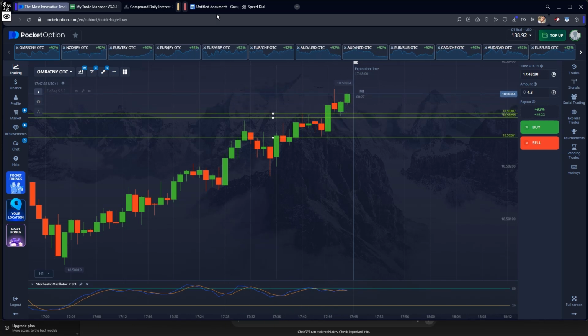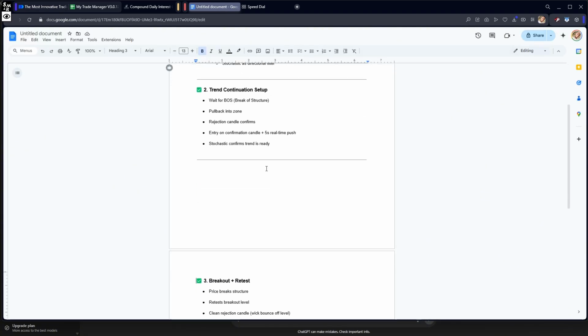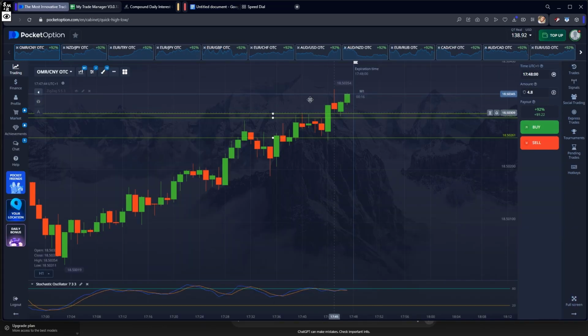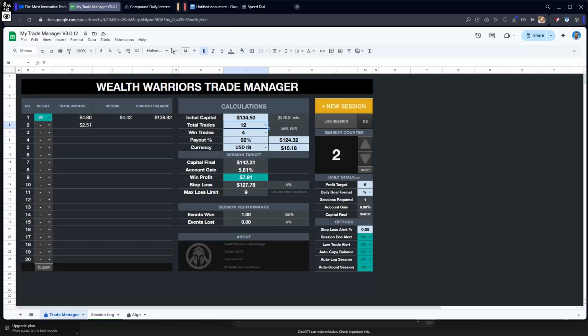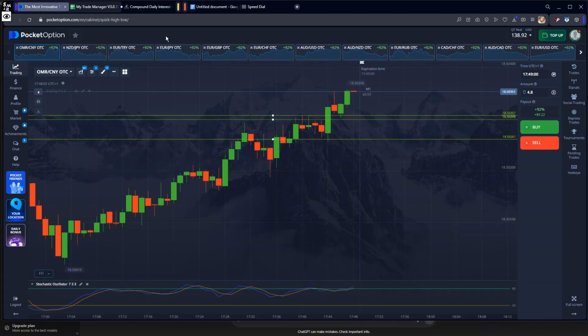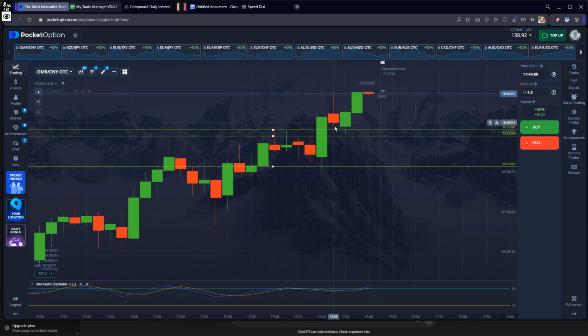So this strategy is my breakout and test: price breaks structure, and then we test the breakout level. Once you see the price break structure, we test the breakout level. There was a clear rejection. Okay, this one, I wrote we need a clear rejection. Yeah, this is not very clear. It's not 100% clear, but there was a rejection at the breakout level.